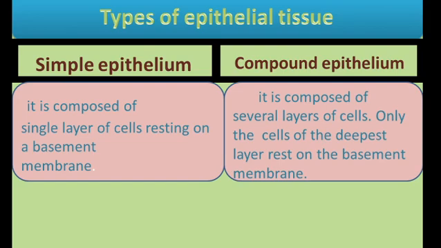Compound epithelium is composed of several layers of cells. Only the cells of the deepest layer rest on the basement membrane. Similarly, the floor will be the basement membrane. If we spread a single bedsheet, that is a single layer of cells, simple epithelium. When we spread more bedsheets one above the other, that is called compound epithelium. Only the first layer will be resting on the basement membrane. Could you be able to understand?